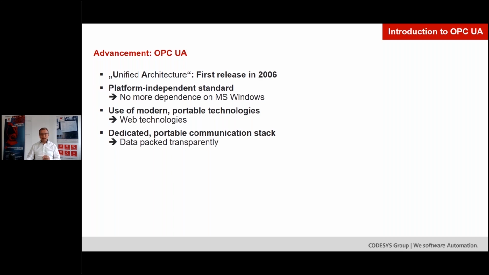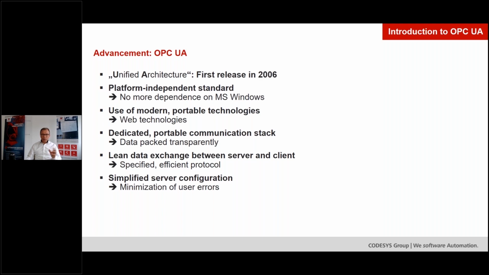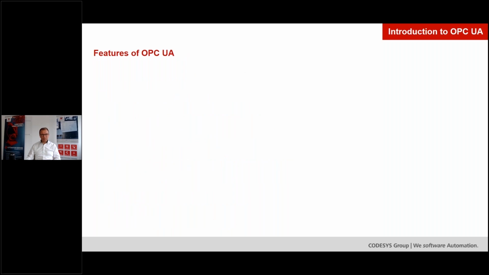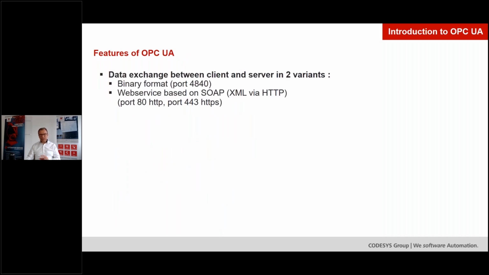So the data is packed transparently, and there's a lean data exchange between server and client on a specific efficient protocol. In comparison to OPC, the configuration of the server is simplified, so there are fewer errors for users. And there's a functional upgrade to the controller because clients can now as well have functional access to the application. The whole OPC UA technology got its breakthrough with Industry 4.0, this initiative, which is now covering worldwide all the technological discussions.